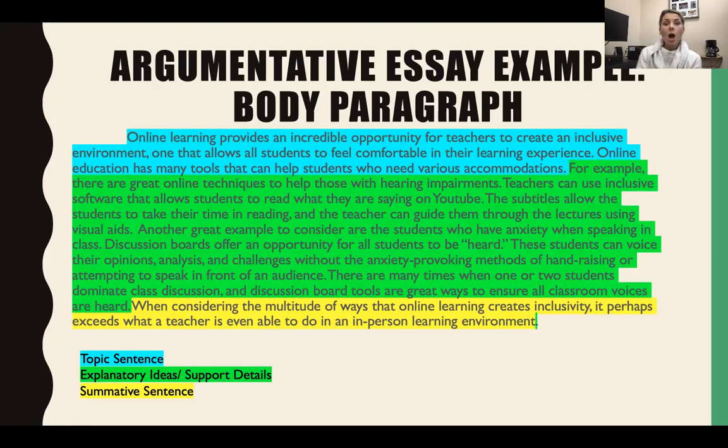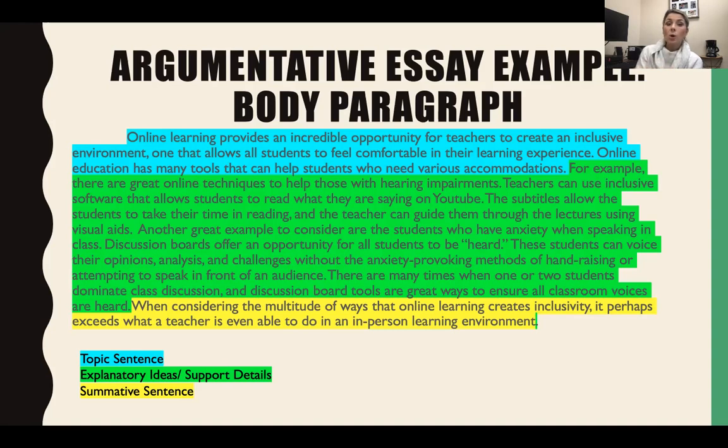So here is an argumentative essay example body paragraph, and this is on the same topic that the introduction was over. Online learning provides an incredible opportunity for teachers to create an inclusive environment, one that allows all students to feel comfortable in their learning experience. Online education has many tools that can help students who need various accommodations, okay? So basically what I'm trying to sell you in this paragraph is that this is an incredible opportunity to create an inclusive environment, okay?